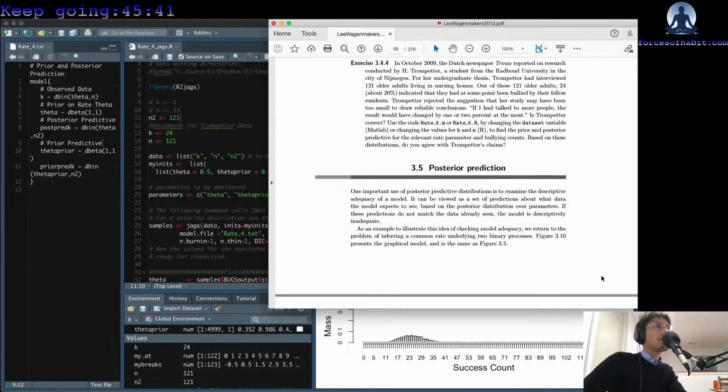All right, let's keep moving. One important use of the posterior predictive distribution is to examine the descriptive adequacy of the model.